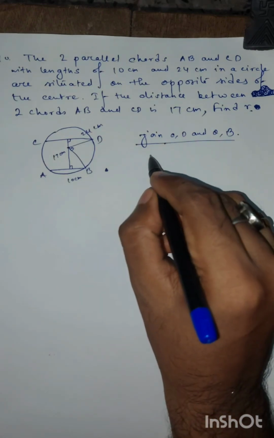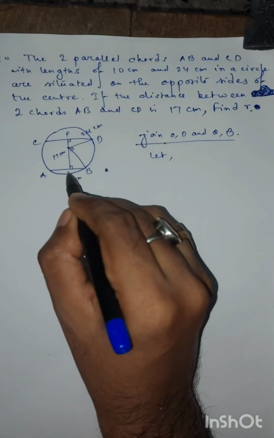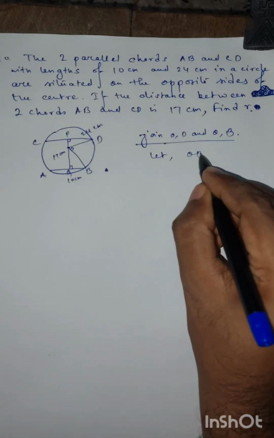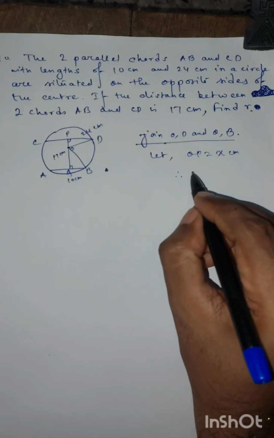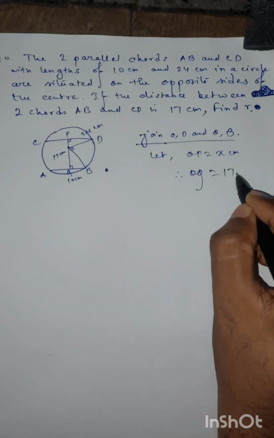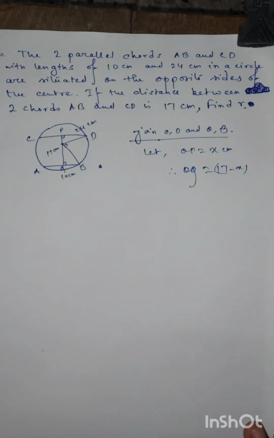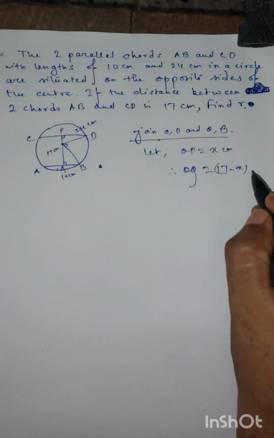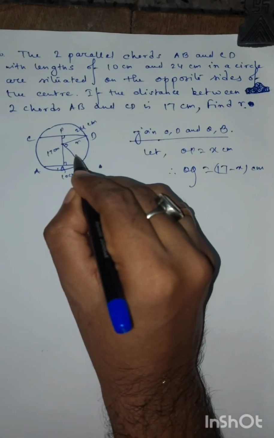Then let this be P, this be Q. Let OP be equal to x centimeter. Therefore, OQ equals 17 minus x. Why? Because the total length is 17 centimeter. So this part is x, and this part will be 17 minus x centimeter. This is our radius r.